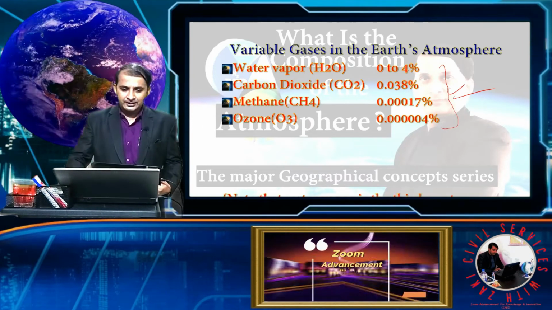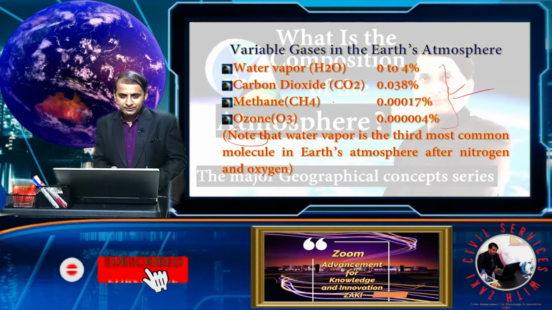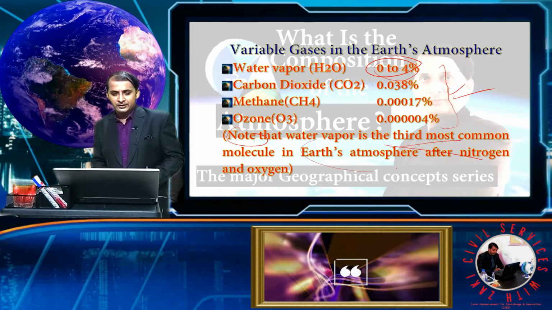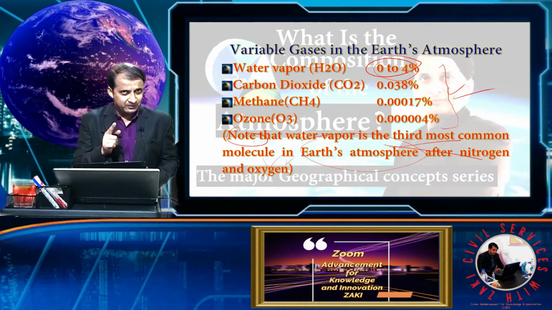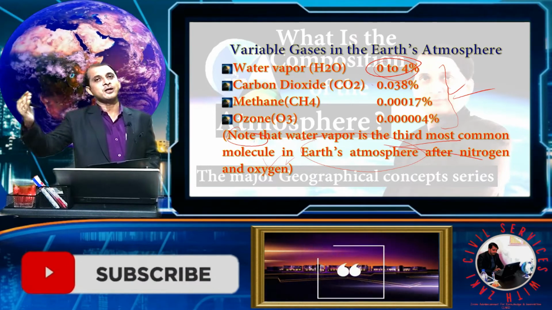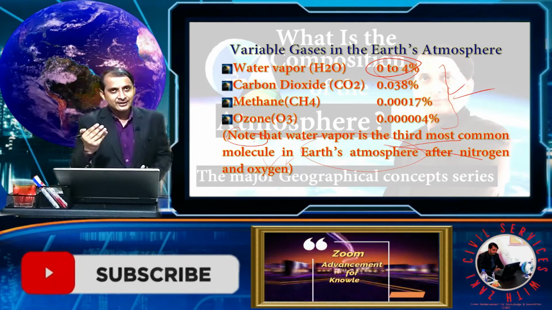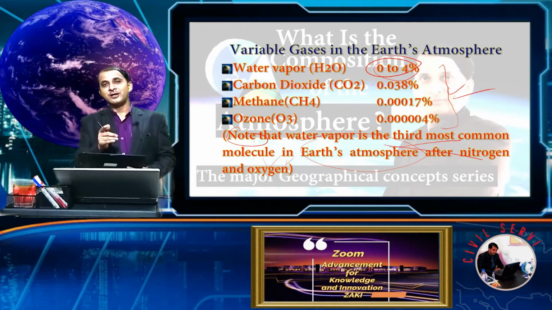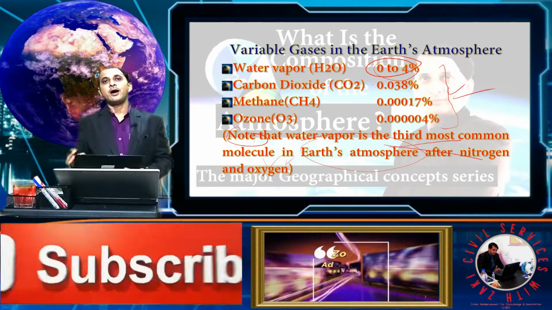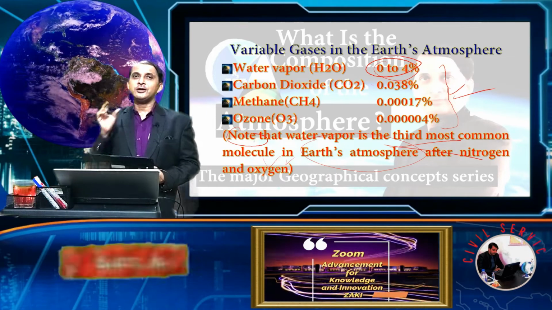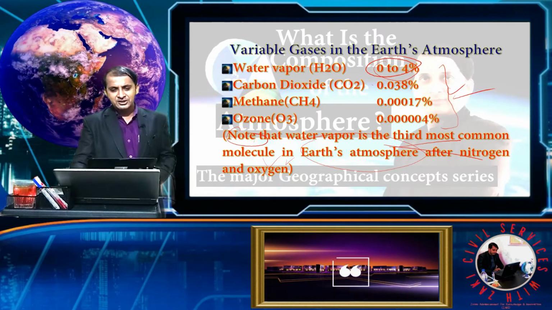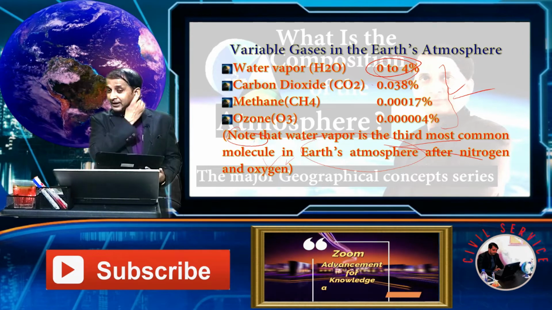Note that water vapor is the third most common molecule of the Earth's atmosphere after nitrogen and oxygen. Nitrogen is 78%, oxygen is 21%, and the maximum percentage of water vapor is 4%, which is greater than argon, which is less than 1%. At mid latitudes you find water vapor at 1.1 to 2%. We move forward and see the other variable gases step by step.